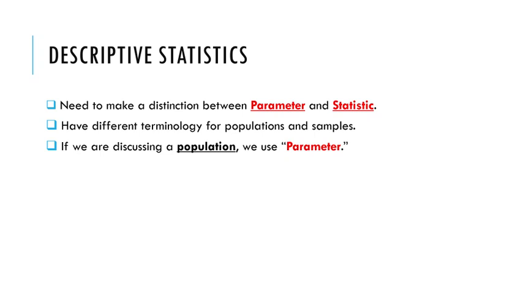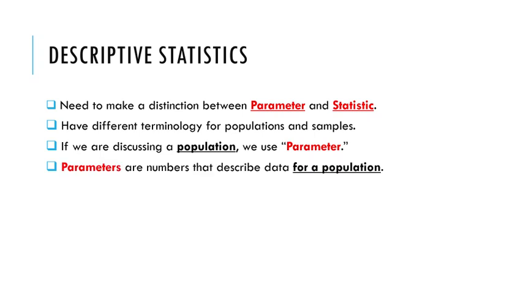Now, if we're discussing a population, then we need to use the term parameter. So a parameter refers to our population. So by definition, parameters are numbers that describe data for a population. So parameters go with populations, P and P, right? It's a little bit convenient there. So parameters are for populations. For example, if we were looking at the mean age of all professors in the United States, where all professors in the United States is our population, right? A population that's probably too big to collect data on, then that mean is a parameter.